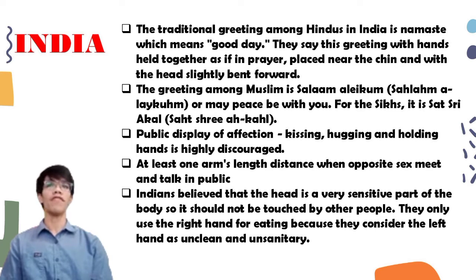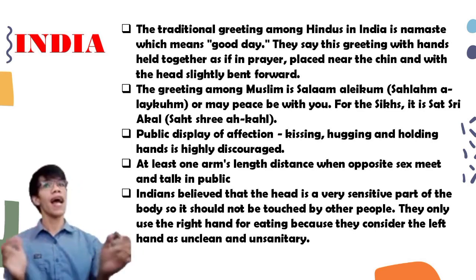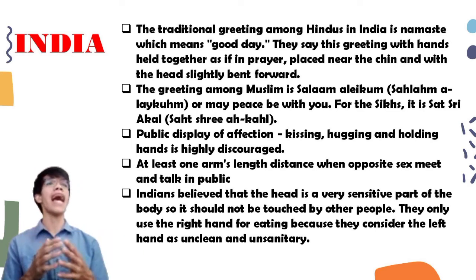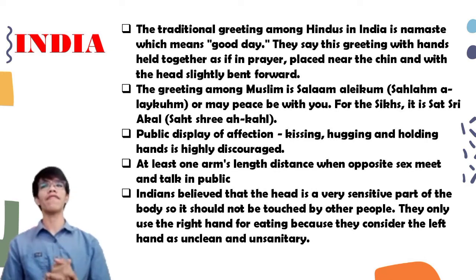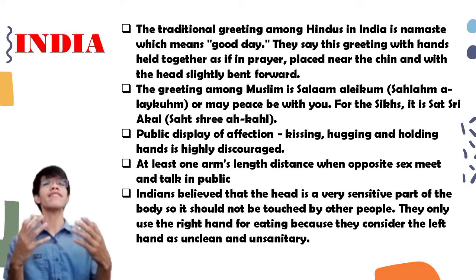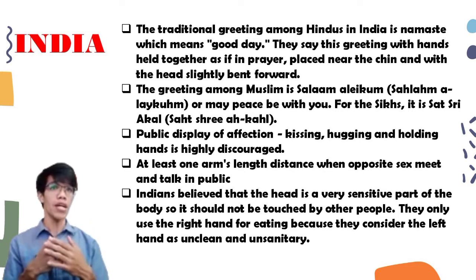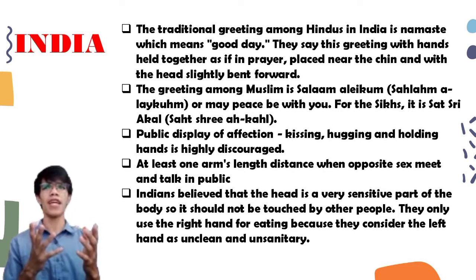Public display of affection, like kissing, hugging, and holding hands, is highly discouraged. Keep at least one arm's length distance when people of the opposite sex meet and talk in public. Indians believe that the head is a very sensitive part of the body, so it should not be touched by other people.